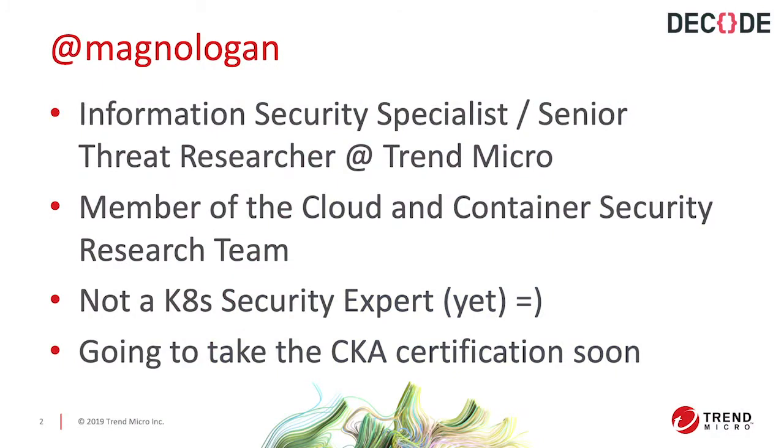So let's start with just a bit of overview about myself. As I said, my name is Magno Logan. Here's my handle on Twitter, GitHub, LinkedIn, everywhere. I'm an information security specialist at Trend Micro and a senior threat researcher. I'm a member of the cloud and container security research team. I'm not a Kubernetes security expert yet, but I'm getting there. And I'm going to take the Kubernetes administration certification soon.